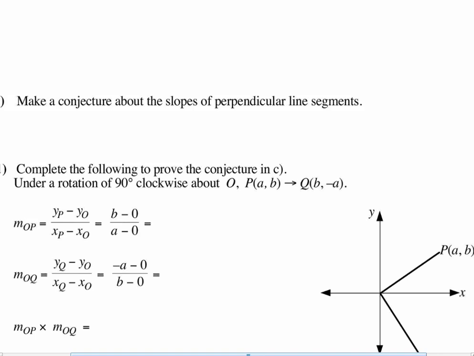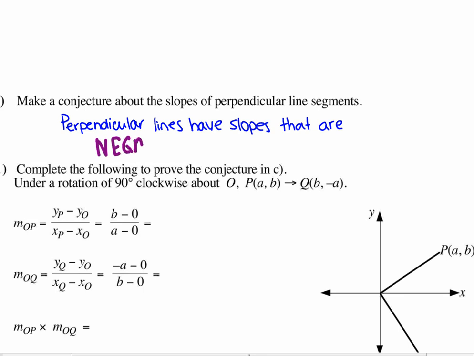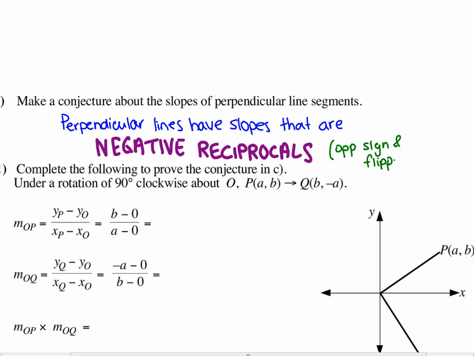So we call that negative reciprocals. Perpendicular lines have slopes that are negative reciprocals. So what that means is opposite sign and flipped. Okay, opposite sign and flipped. Negative reciprocals.